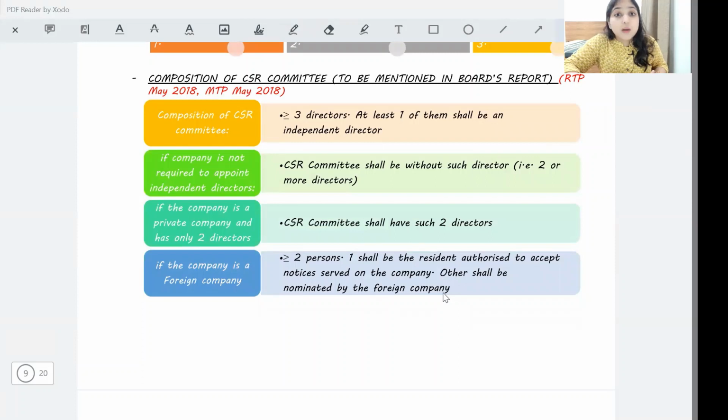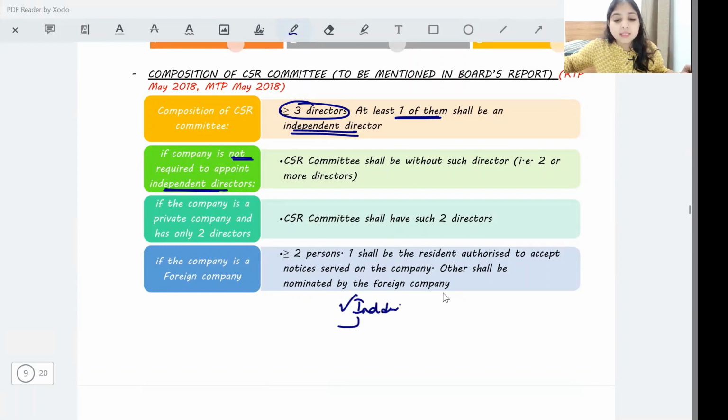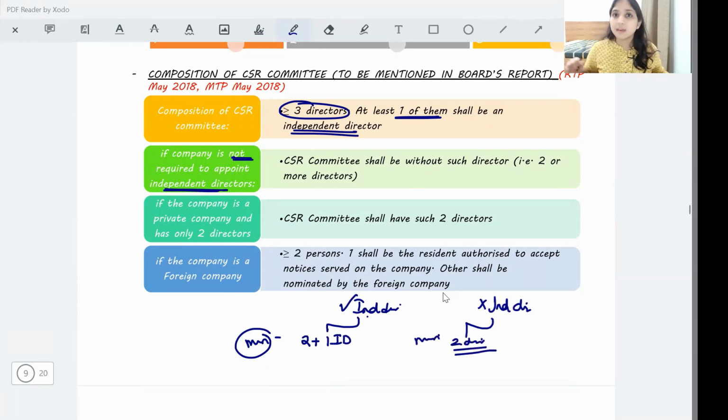In the CSR committee, who are the members? It depends upon whether the company has independent directors or not. If the company has independent directors, then in the CSR committee, there will be minimum 3 directors and one of them will be an independent director. If the company does not have independent directors, then it should have 2 directors. So if the company has independent directors, the CSR committee should have at least 3 directors, that is 2 other directors and 1 independent director. This is minimum. But if the company does not have independent directors, then that company shall have minimum 2 directors in the CSR committee.